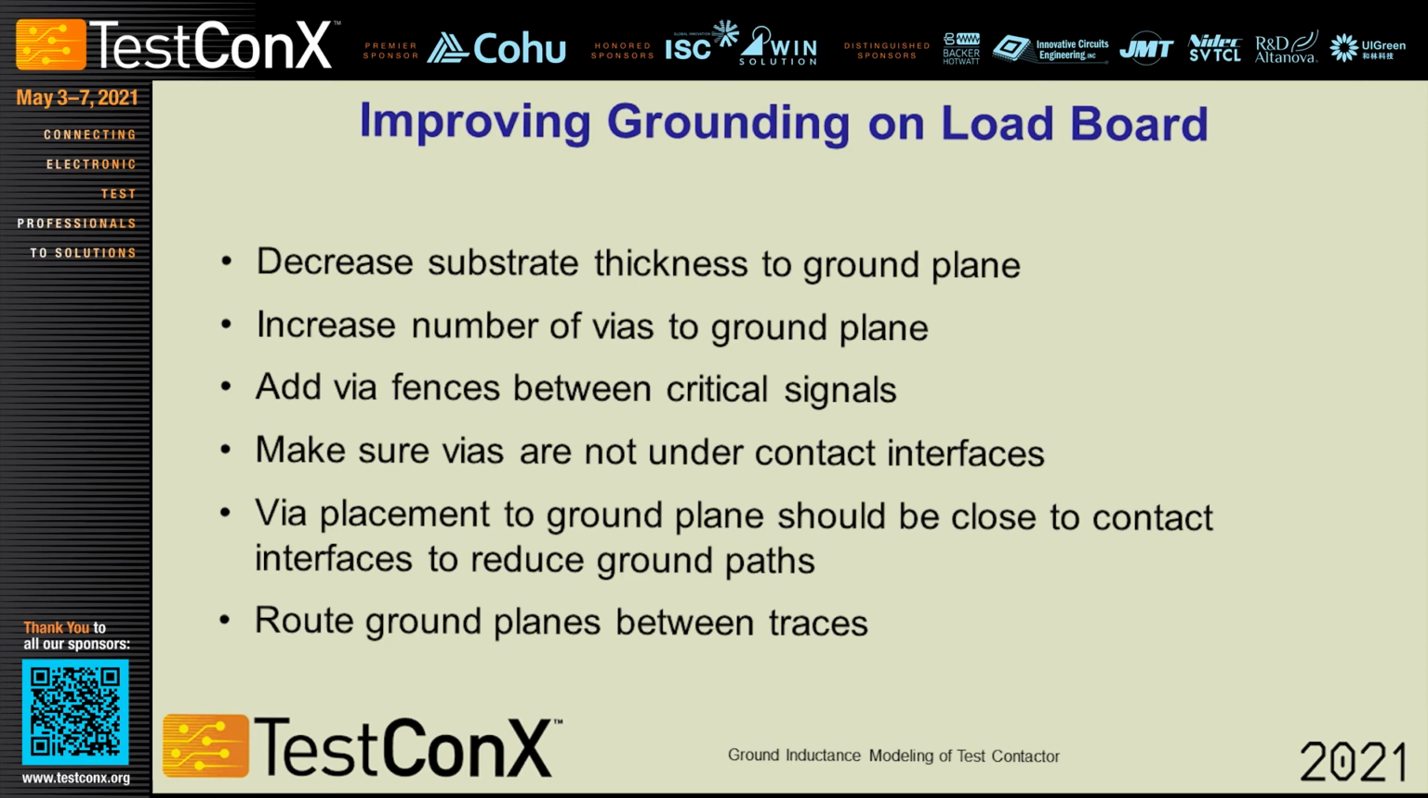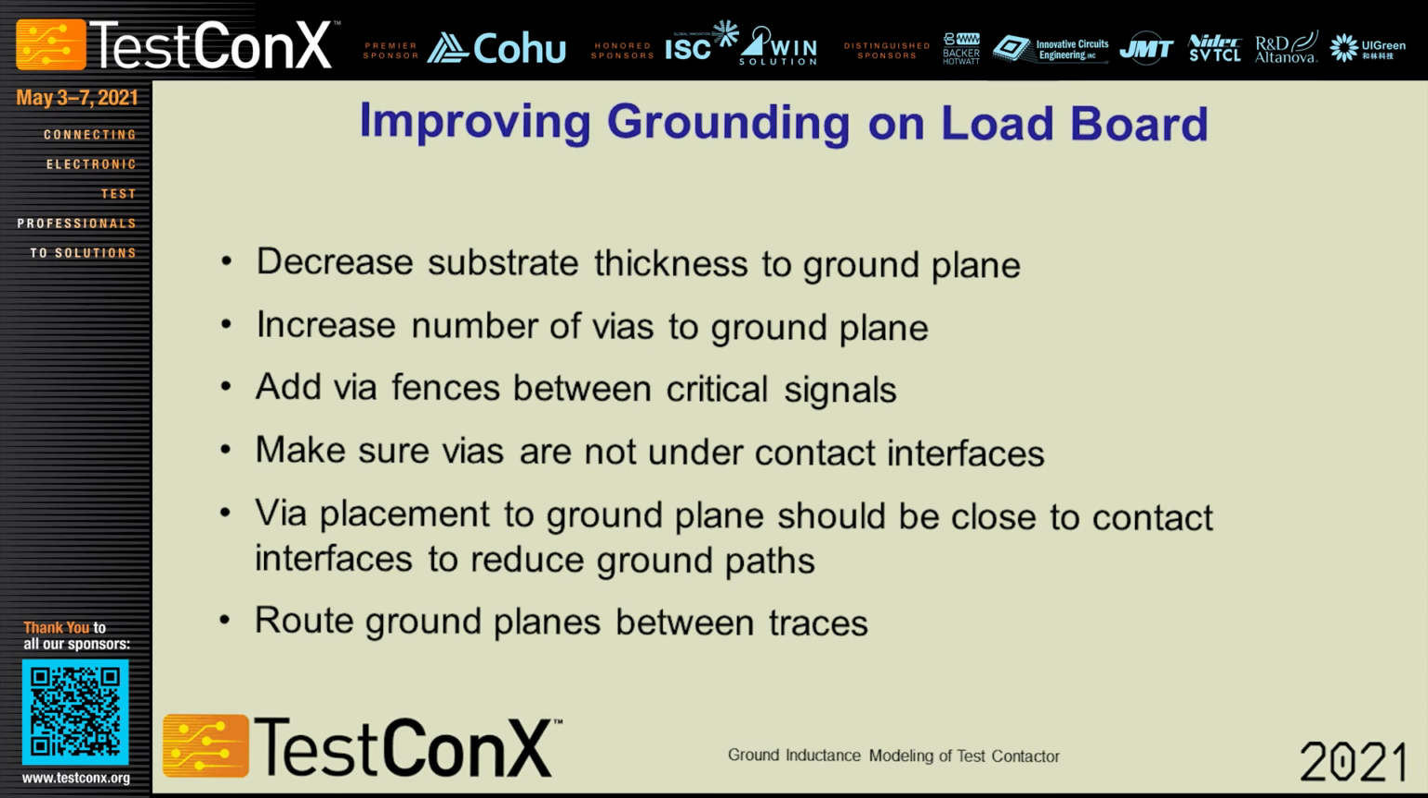You want to make sure that, like I mentioned before, the vias are not under the contact interfaces. Via placements to the ground plane should be close to the contact to lower that path length to the ground plane, basically. So you want to reduce that ground path. Also, for high frequency signals, you want to route ground planes between the traces. And again, this is to make sure that they don't talk to each other.